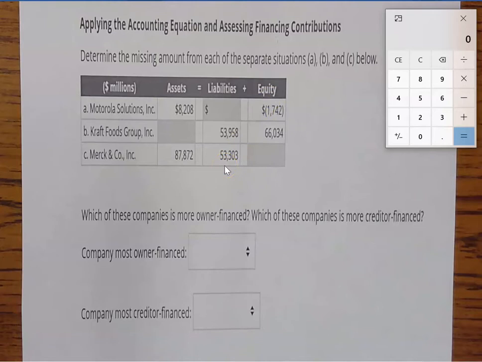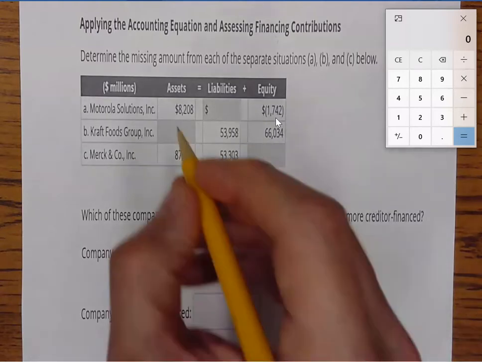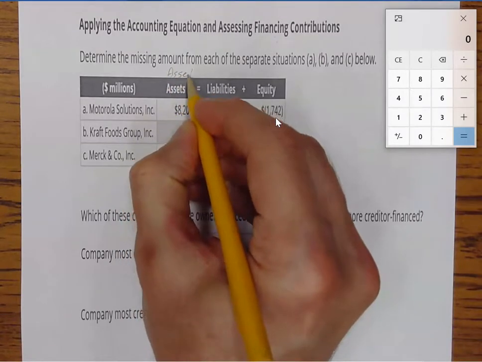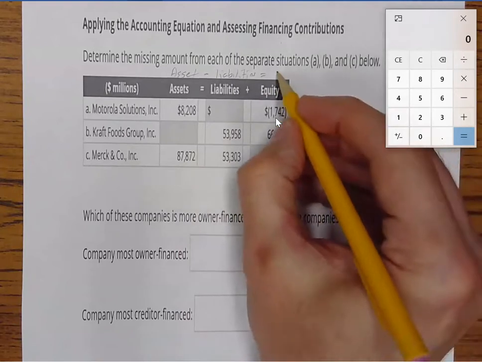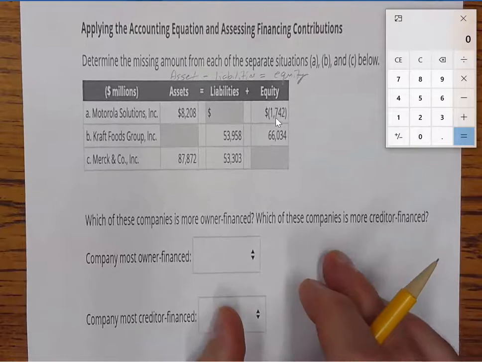Under normal circumstances, assets are going to be the largest component of this equation, but we do have an exception here. Motorola Solutions, these numbers are in millions, has assets of 8,208. We're trying to solve for liabilities. Equity can be described as essentially net assets, so we can rewrite this equation as assets minus liabilities equals equity.